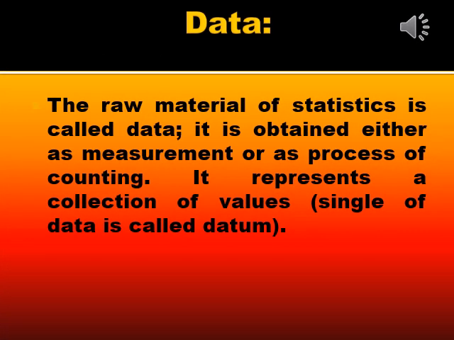Data, the raw material of statistics, is called data. It is obtained either by a process of measurement or a process of counting. It represents a collection of values. Single is called datum. The plural is called data. We always use the term data.